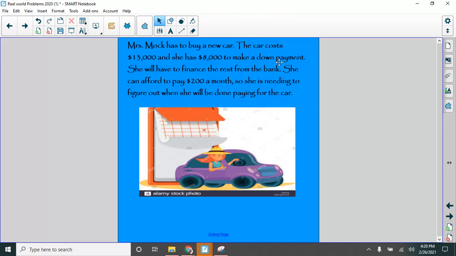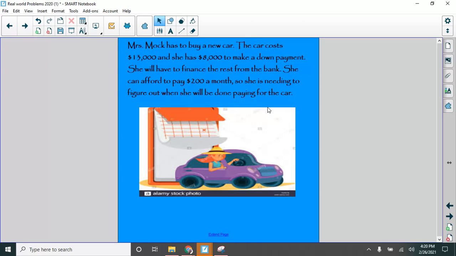A down payment is like when you're going to buy something big, you have to give them some of the money right when you buy it, then the rest you borrow. She will have to finance the rest from the bank. She can afford to pay $200 a month. So she needs to figure out when she will be done paying for the car.